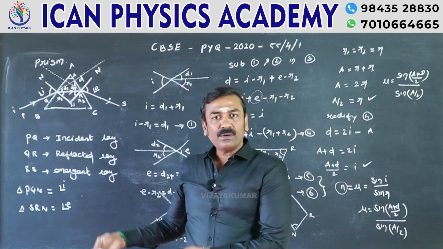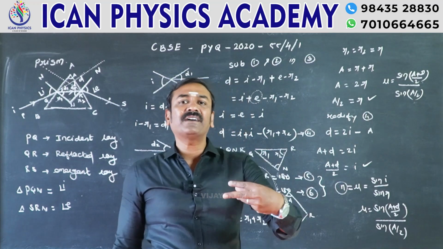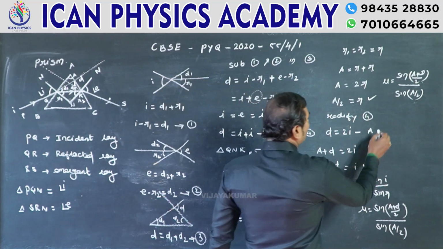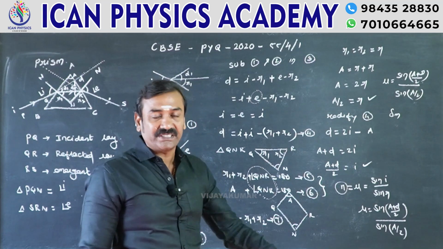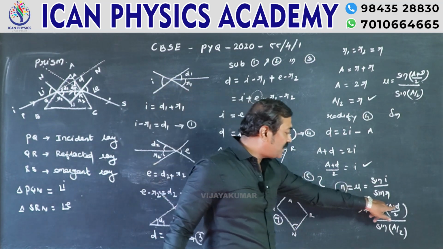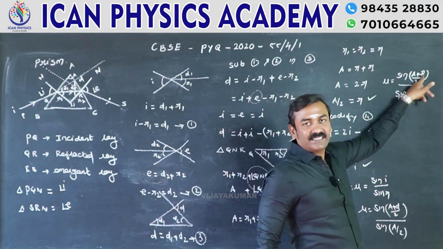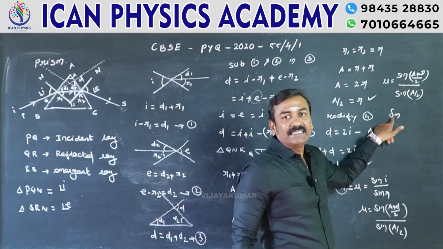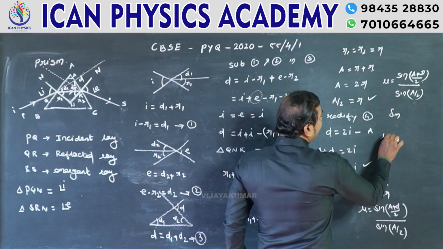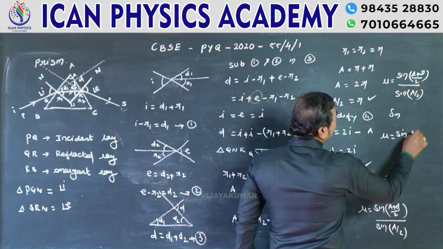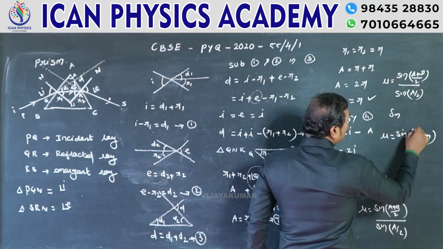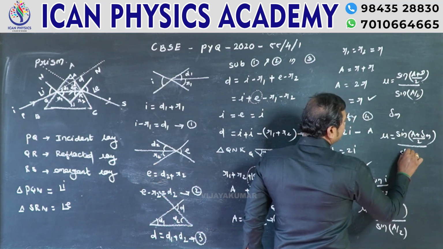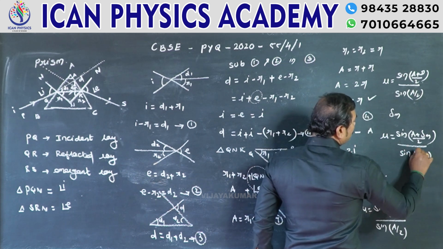Now in the question, they have asked in terms of del m, that is, the angle of minimum deviation position. So instead of small d or capital D, we can write del m. So the refractive index equal to sine of A plus del m by 2 divided by sine of A by 2.